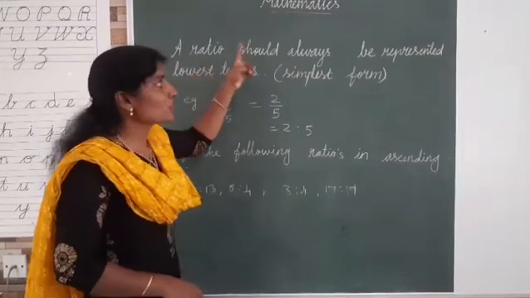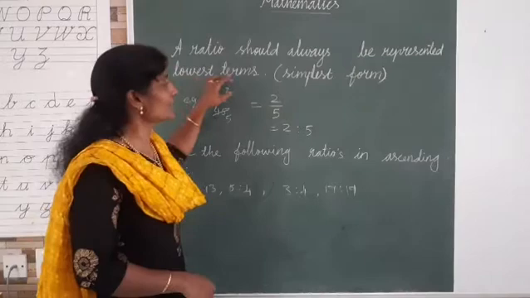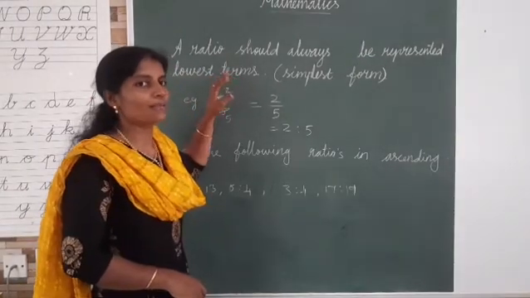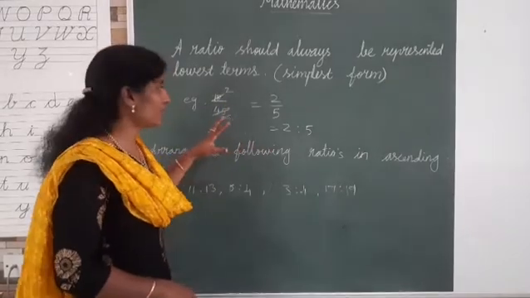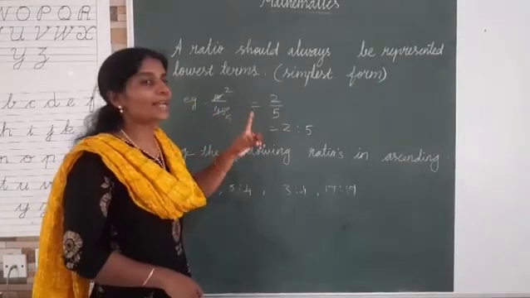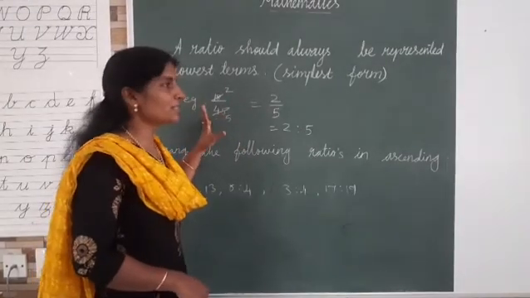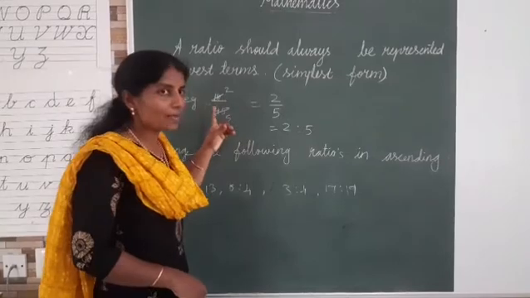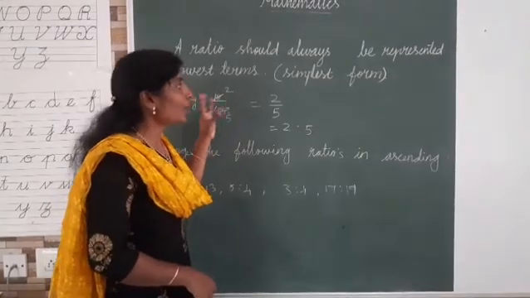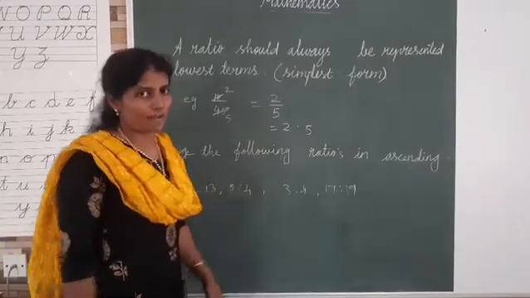We could also write 18 is to 45, but a ratio should always be represented in lowest terms. So we first write it in simplest form, after that we write the ratio form. First we must write in simplest form if possible. Prime numbers cannot be simplified, but here they are composite numbers, so we can convert into simplest form and then write in ratio form.